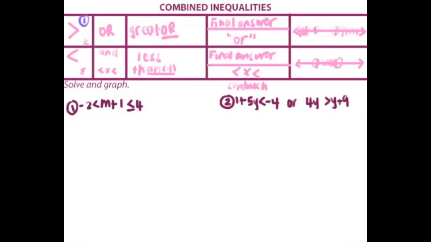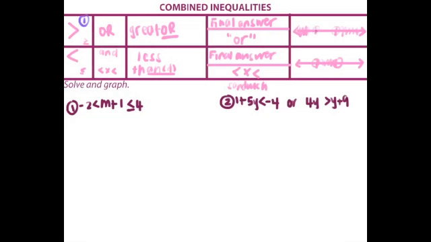So what is happening here is that instead of having just one inequality to deal with, you're going to have two. Okay, so when you have an or inequality, you're going to put your two hash marks this time on the number line, and you will draw two circles on those hash marks.